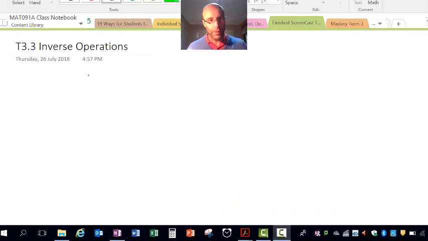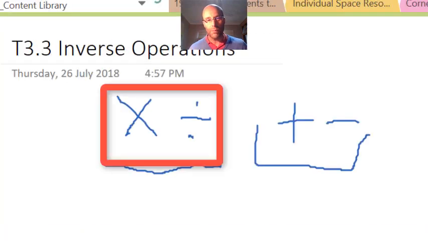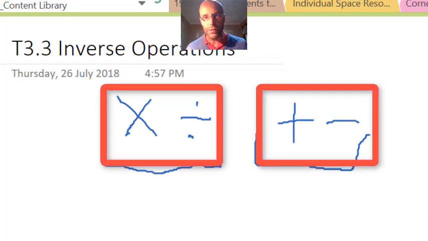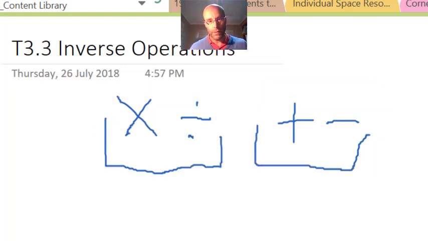Looking at inverse operations, and it's something you've perhaps seen before. Our four main operations we're considering here are multiplication, division, and also addition and subtraction. Now I've paired these two together because they are inverse operations. So multiplication and division are inverses or opposites, and addition and subtraction are opposites, they're inverses in other words. We can see this by looking at some examples.